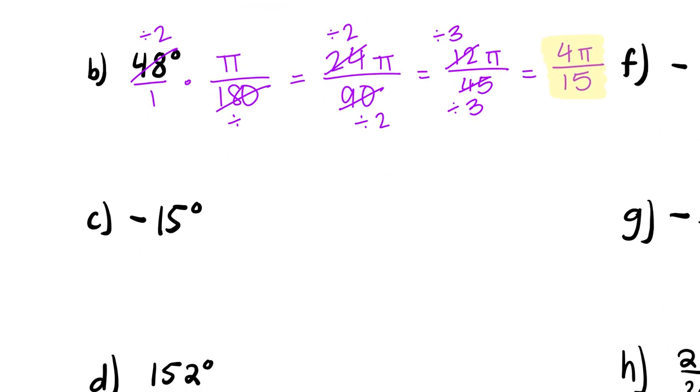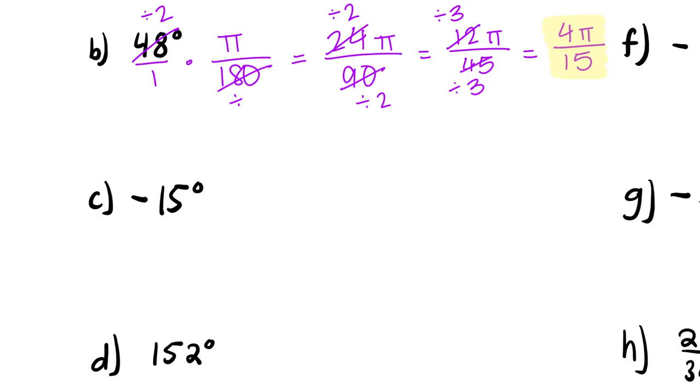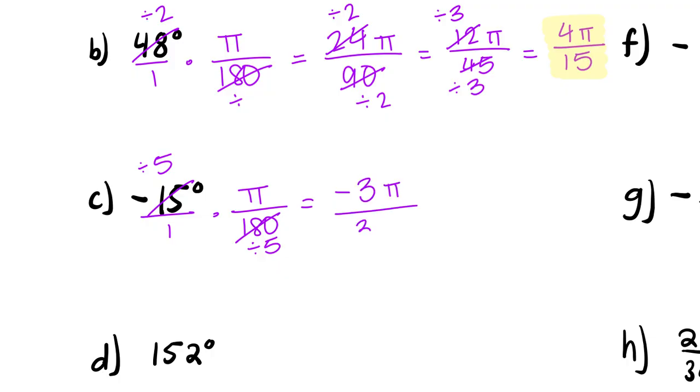Okay, looking at the next one, C. Doing the same thing again. This is in degrees. I'm going to go ahead and change it to radians by multiplying by pi over 180. I can go ahead and simplify this one using 5. I'm going to end up with negative 3 pi over 36. And I could simplify using 3, which gives me negative pi over 12. And this is what I would have if it's simplified all the way.